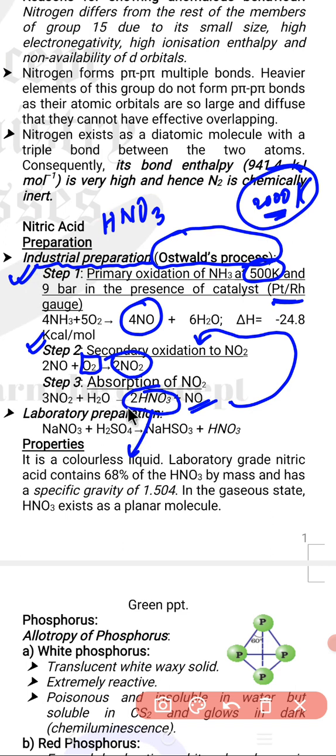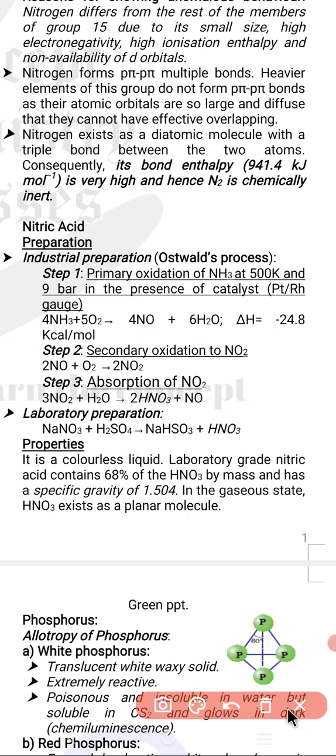And suppose if we want to prepare some amount of nitric acid in the laboratory, then we can follow this step. Sodium nitrate is reacted with sulfuric acid to form our nitric acid in some lesser amount. Then next are the properties of nitric acid, which are not so important. Please note down this also.